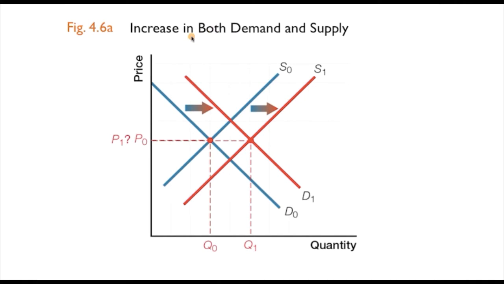So what's the net effect of an increase in both demand and supply? There's an ambiguous effect on the equilibrium price. We can't tell whether it increases, whether it rises, whether it falls, whether it remains the same, but we can say for sure that there will be an increase in the equilibrium quantity.